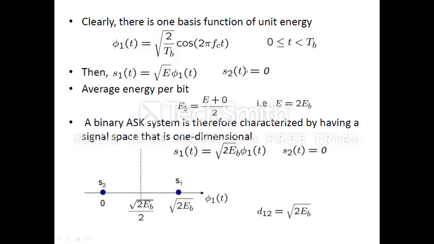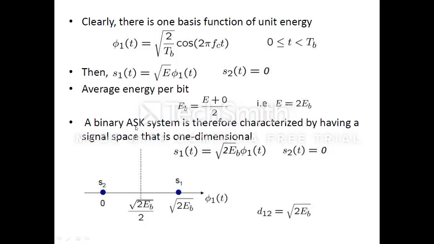What about S2 of t? It is equal to 0. Average energy per bit, Eb, is equal to E plus 0 divided by 2. You should understand the energy required for the transmission of 0 as well as the transmission of 1, so you should consider Eb is equal to E plus 0 divided by 2. Then E is 2Eb.